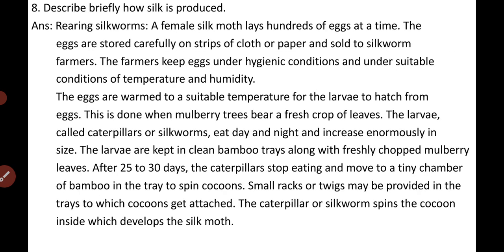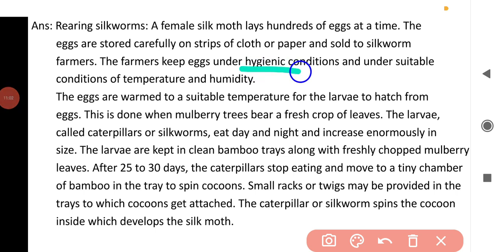Rearing silkworms. First of all, a female silk moth lays hundreds of eggs at a time, and the eggs are stored carefully on strips of cloth or paper and sold to silkworm farmers. The farmers keep the eggs under hygienic conditions and under suitable conditions of temperature and humidity.